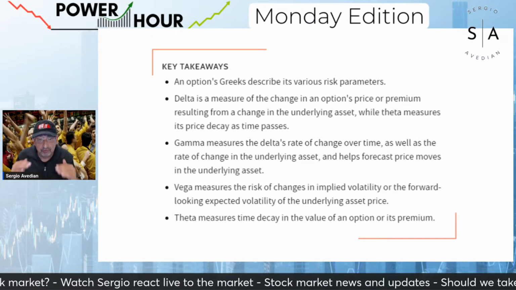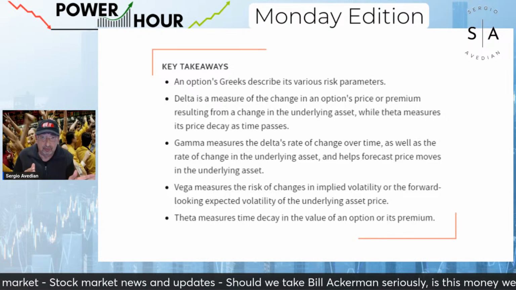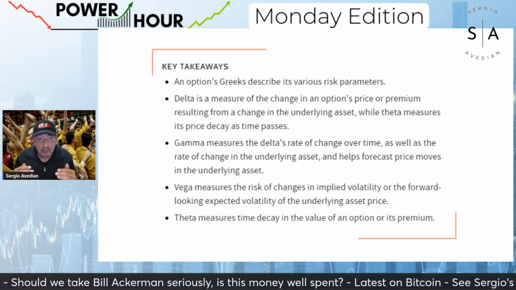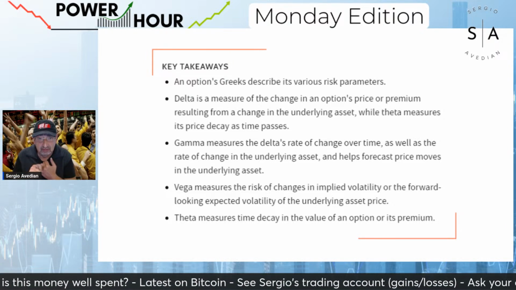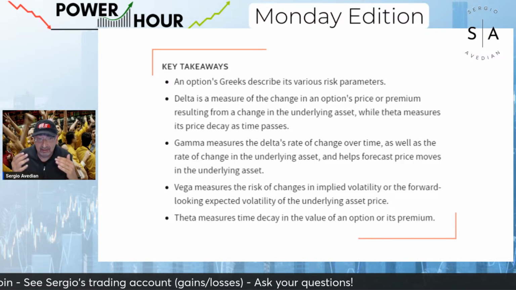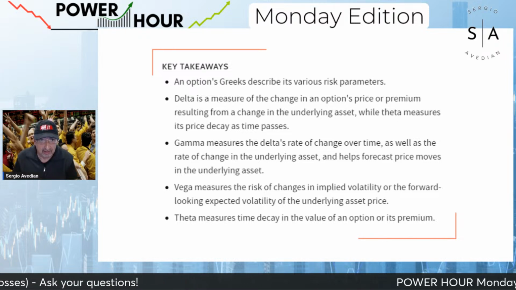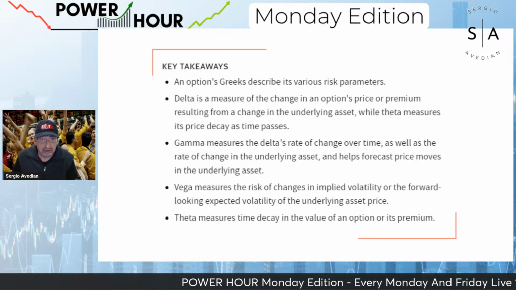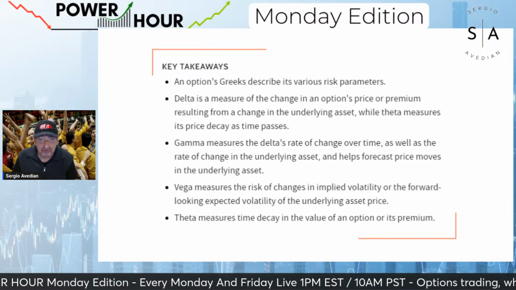Before you understand all of this, by the way, the other thing is I said keep it simple, stupid, right? On options, you must understand this. Now, for me, the most important two things to pay attention to are implied volatility and the delta. Gamma, yes, when things like that are happening, like with GameStop and AMC. Gamma measures the delta's rate of change over time, as well as the rate of change in the underlying asset. Vega measures the risk of changes in implied volatility.